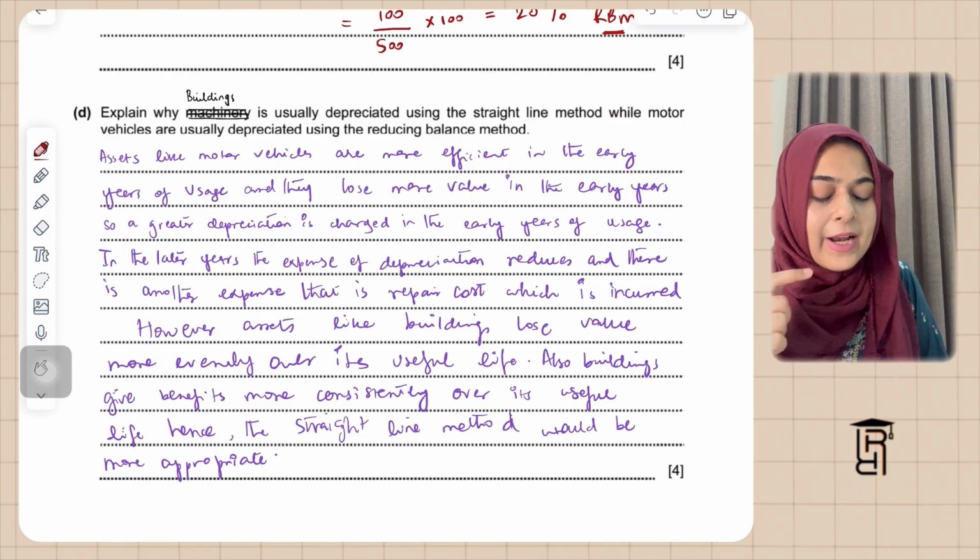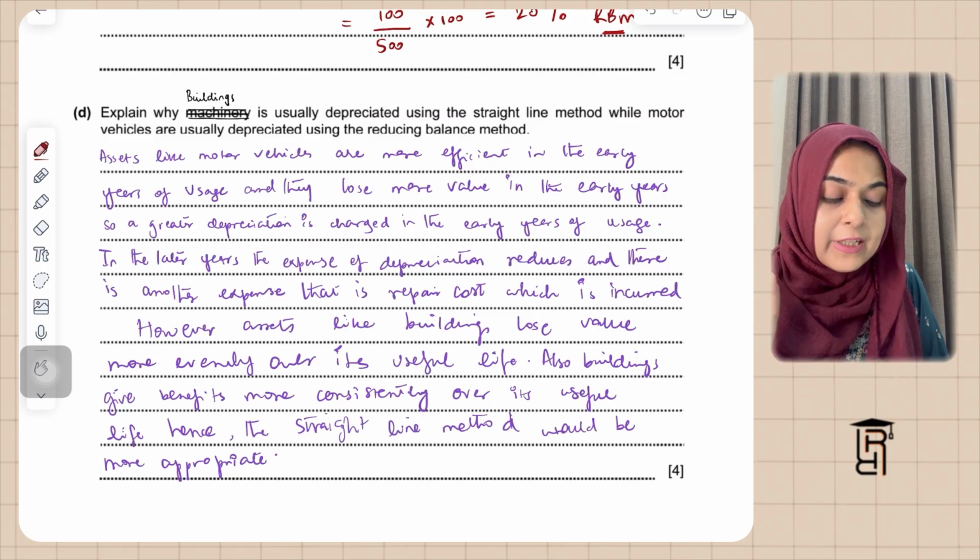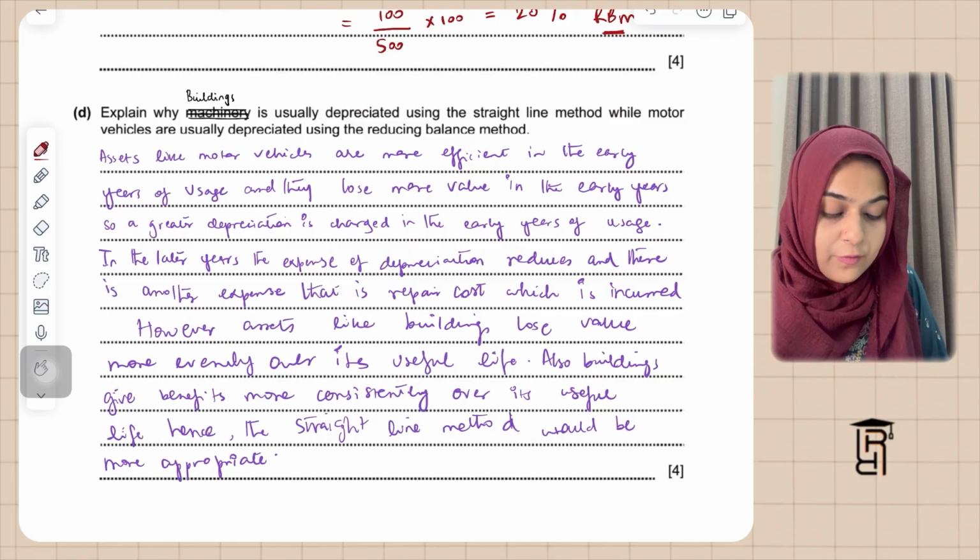Okay. However, assets like buildings lose value more evenly over their useful life. Also, buildings give benefits more consistently over their useful life. Hence, the straight line method would be more appropriate.